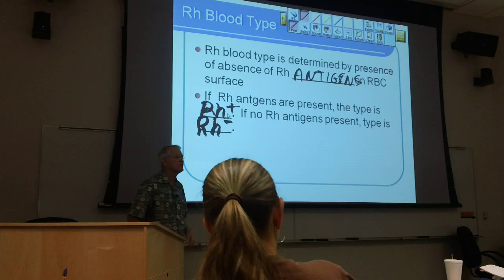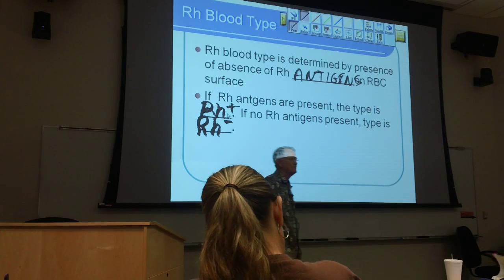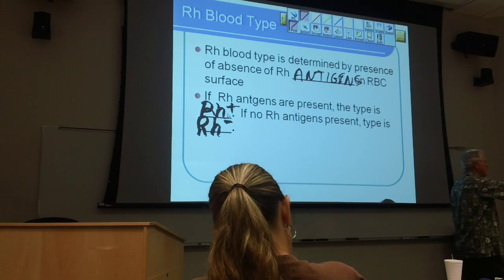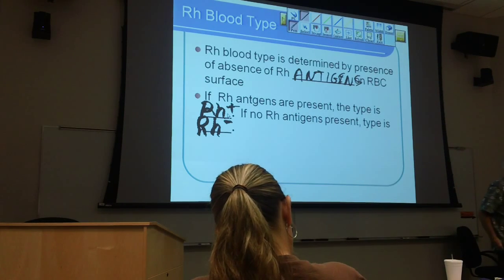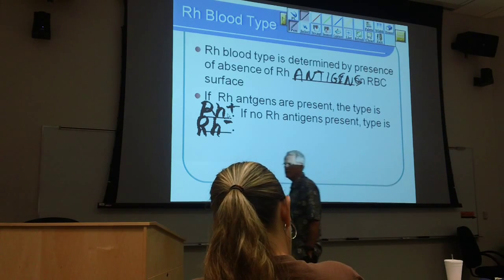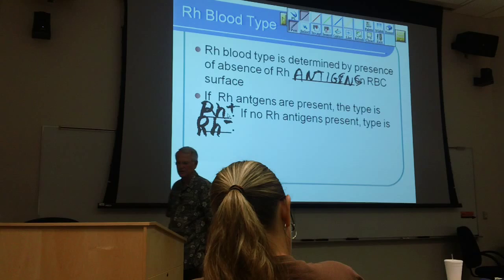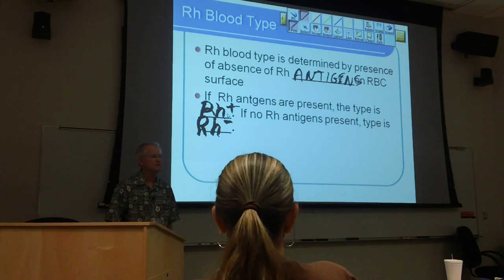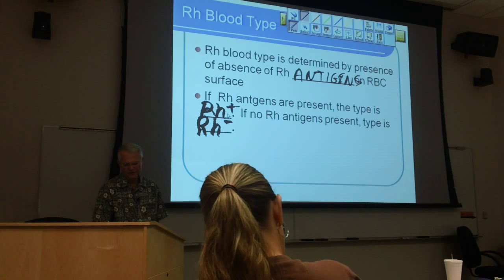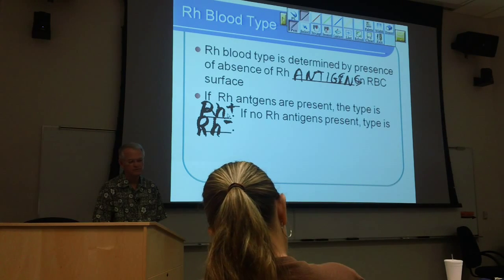By the way, does anybody know where the letters RH came from? Rhesus monkey. Right, I think the gentleman's name was Wiener who found the RH antigen in rhesus macaque monkeys. And that's where they get that RH designation. We find we have two of the RH types as well.